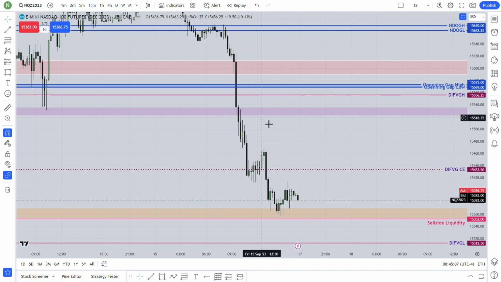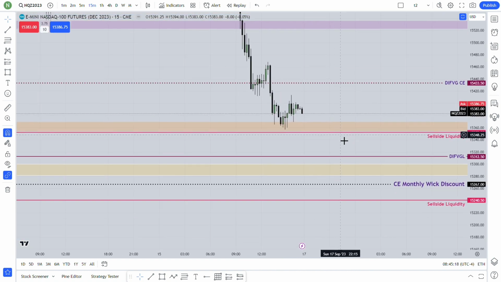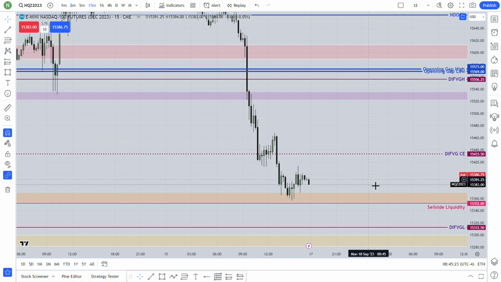So if it goes higher and it comes to this hourly fair value gap or this gap, I will look for the short, and that will be very strong for me, because I'm expecting that the market will go lower somewhere here, and that is very important for me and for you guys as well.